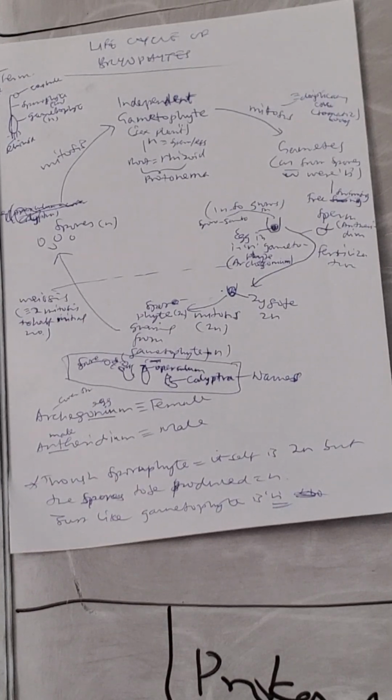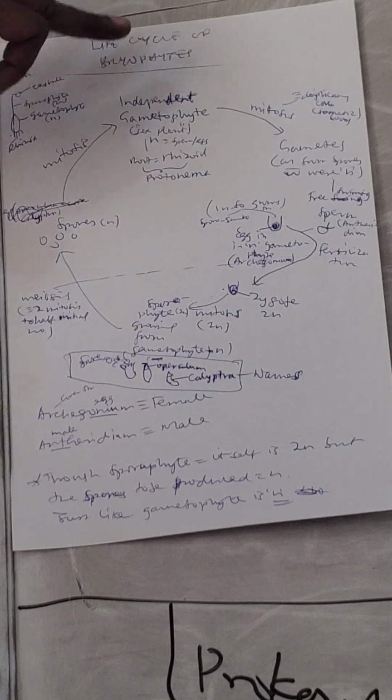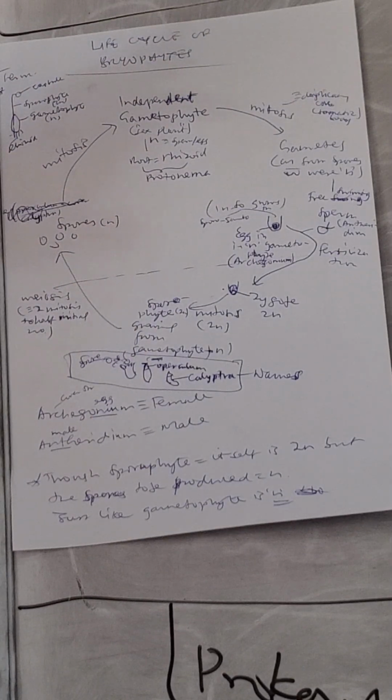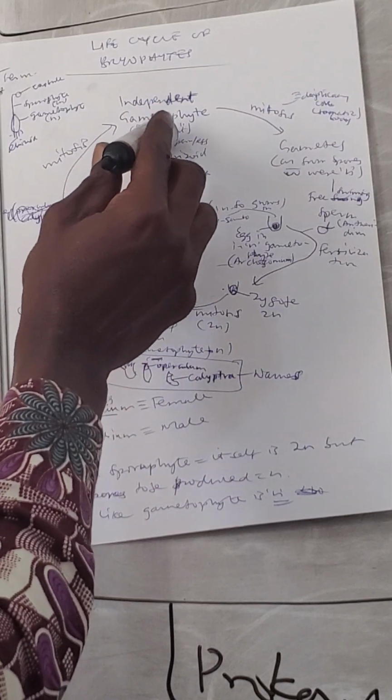So this is also another one. Let's look at it. So this is the life cycle of the bryophytes, okay. So we are looking at the bryophytes. So here you see. Let's start with the gametophyte.